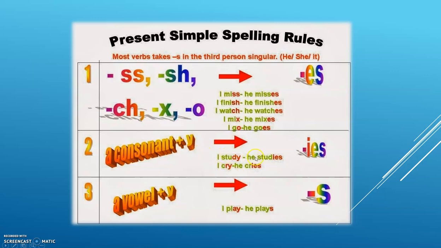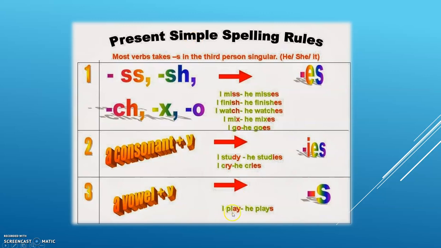Now, I study. When it comes to Y, children, be careful. Instead of putting the Y, what do I put? IES. He studies. First person, I study. Okay? Third person, he studies. IES. Here you all make mistakes, children. Okay? Be careful. Study. Y. I cry. He cries. IES. Under which? Present simple. Okay?